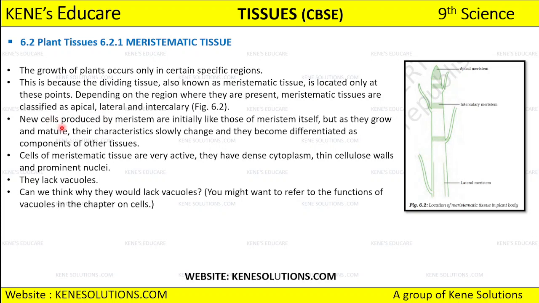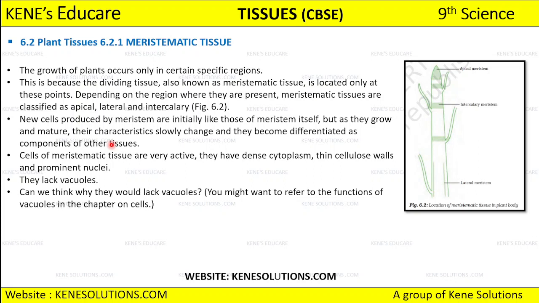So now the new cells which are produced by meristem are initially like those of meristem itself. अभी जो भी new cells produce होते हैं because of this meristem, or when this meristem is producing new types of cells, initially you will see that they look exactly similar to each other, okay? They look exactly similar like the meristem itself, but as they grow and mature, their characteristics slowly change and they become differentiated as the component of other tissue. तो जब मेरिस्टेम नया टिश्यू produce करता है, at that time you will see that they will grow and mature like the meristem itself.